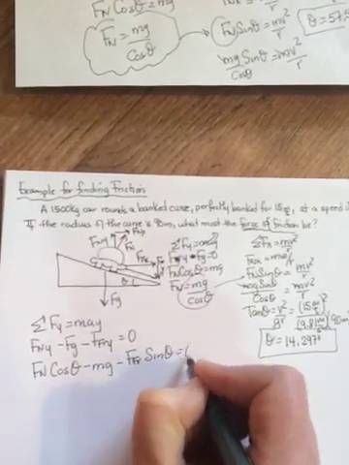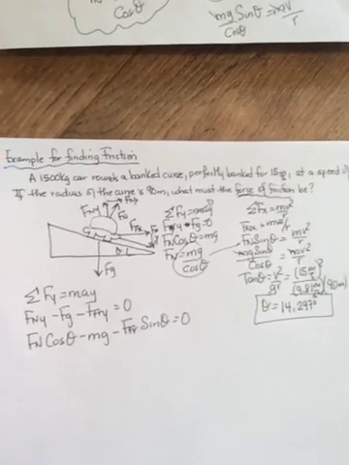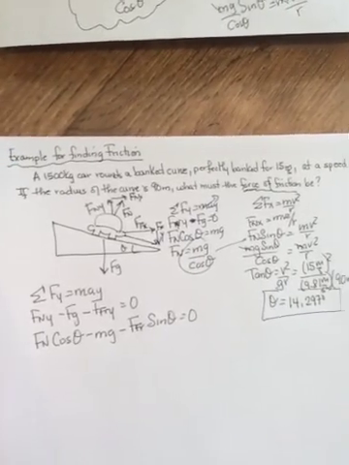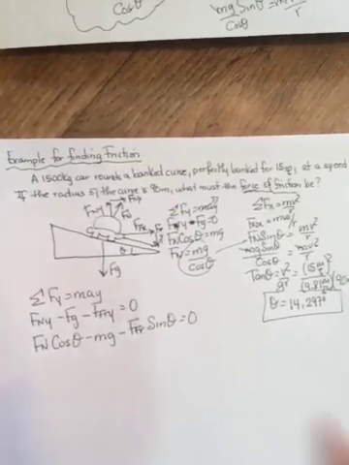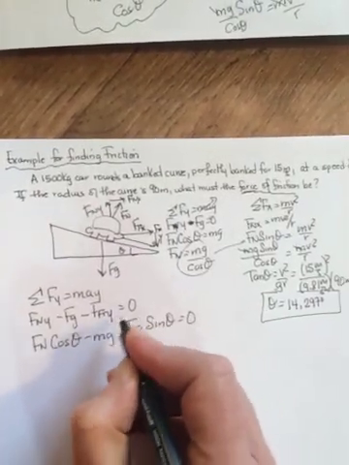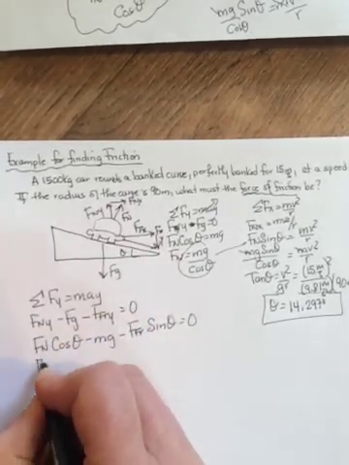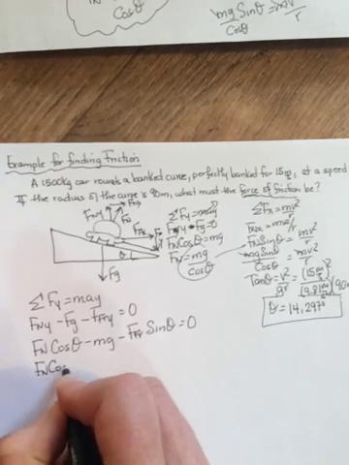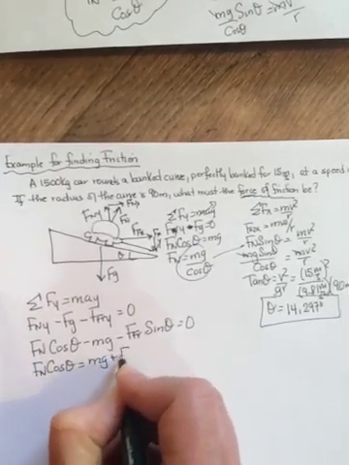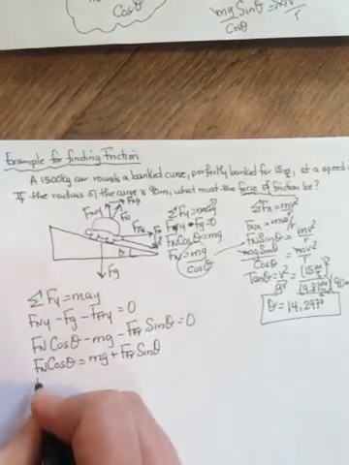Now, this time, don't change FFR to mu Fn. When you're looking for mu, you have to change it. But this time we're not looking for mu. We're looking for just friction. So don't break it down into mu Fn. Instead, leave it as FFR and then rearrange for just Fn. So take both the mg and the FFR sine theta over, and then divide by the cos theta.